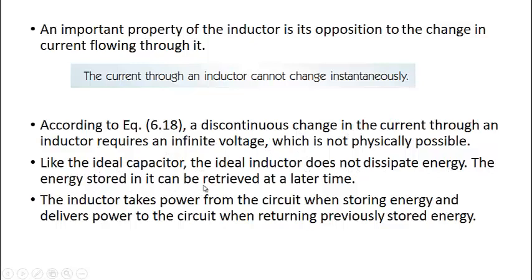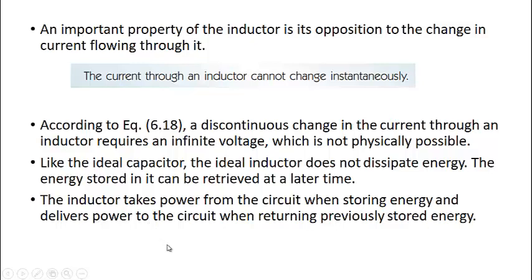The energy stored in it can be retrieved at a later time. So this is also used in filters, in energy storage elements, or anything else. When we first store energy in the inductor, we can retrieve it as needed. The inductor takes power from the circuit when storing energy and delivers power to the circuit when returning previously stored energy.